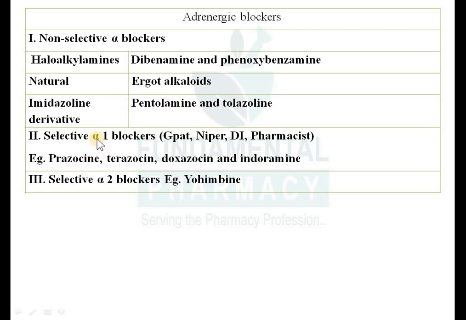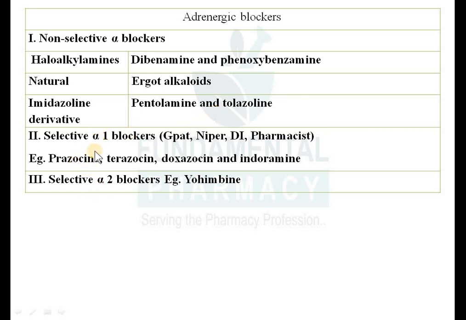ठीक है, so alpha 1 कहाँ पे है मैक्सिमम? So alpha 1 receptor is located on your peripheral blood vessels. Stimulation of alpha 1 receptor will increase the peripheral resistance, right? And in turn it will also increase the blood pressure.